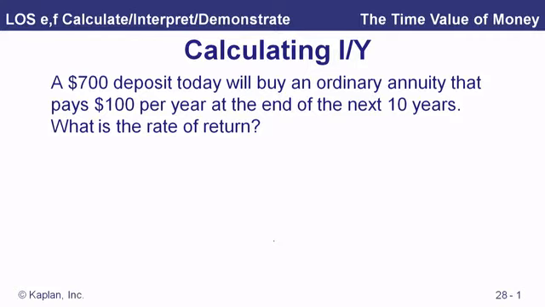Let's take a look at one more here. A $700 deposit today will buy an ordinary annuity that pays $100 per year at the end of the next 10 years. What is the rate of return?